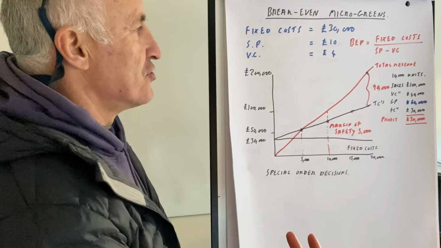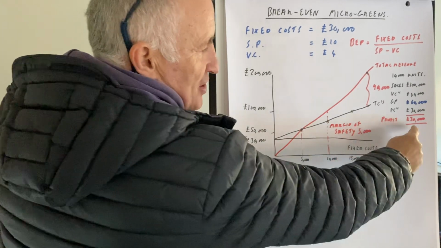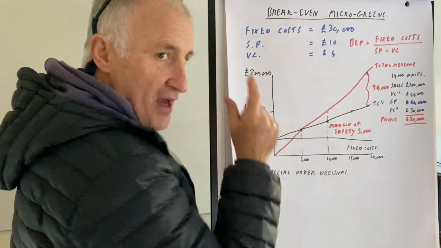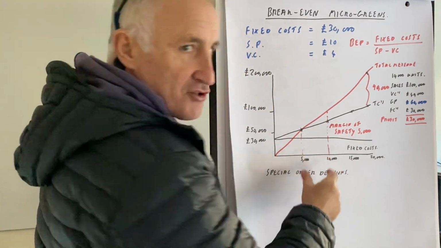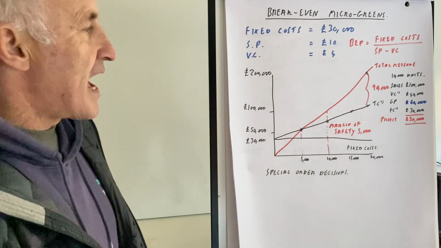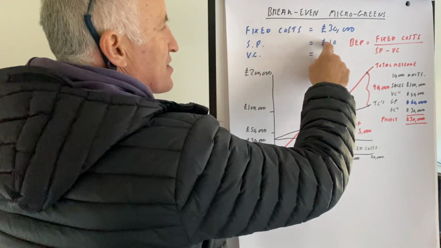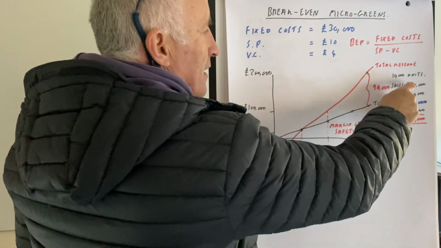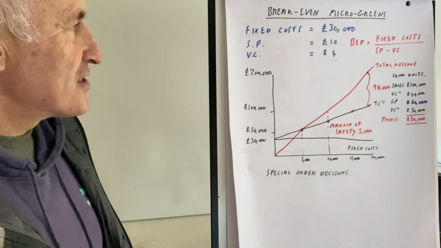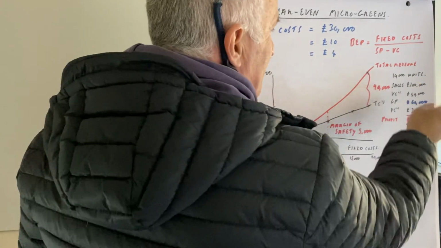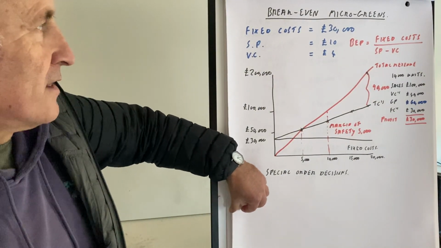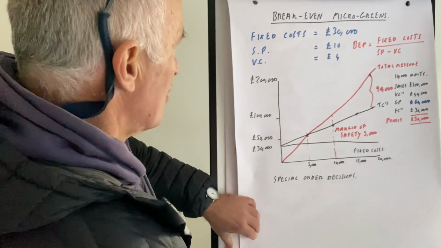If, however, you produce, say, 10,000 units, then because your break-even point is 5,000 and your actual production is 10,000, your margin of safety will in fact be 5,000 units. We could also work out the profit at 10,000 units. 10,000 times £10 is 100,000, minus 10,000 times £4, which is 40,000, gives a gross profit of 60,000. Minus your fixed costs of 30,000, and you have a profit of £30,000. So that's the break-even point for the microgreens.